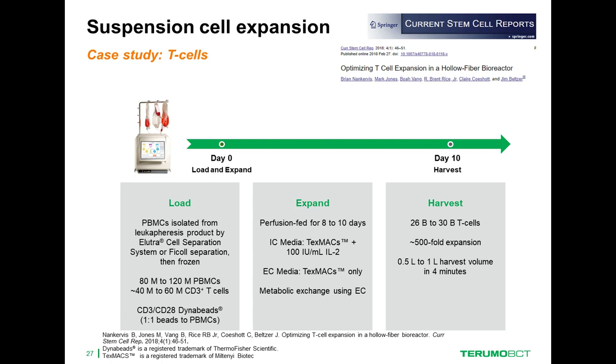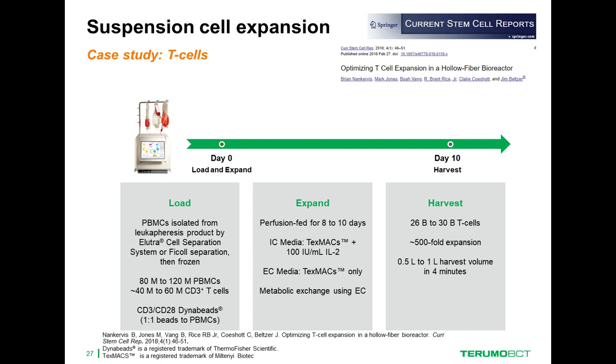Briefly, we collected our cells on the Spectra Optia, and then isolated these cells using Terumo BCT's Elutra or Ficoll. This allowed freezing of the cells without post-thaw viability issues. So 100 million PBMCs on average were thawed and mixed with CD3-CD28 Dynabeads in a 1-to-1 ratio for activation, and then loaded onto the Quantum system.